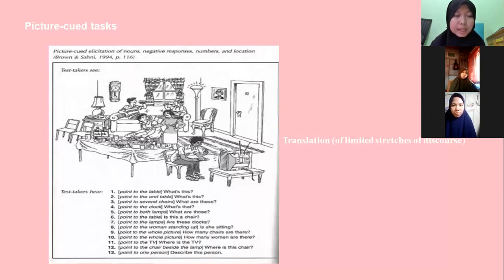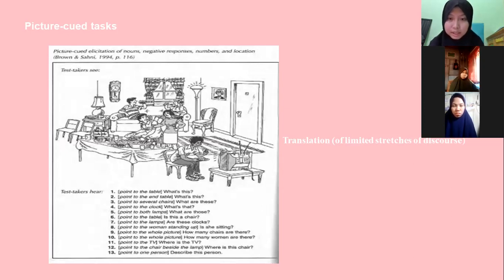For example, in this picture, the test taker is asked to describe the picture. The scale of scoring evaluates grammar, vocabulary, comprehension, fluency, pronunciation, and others.